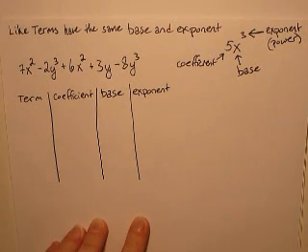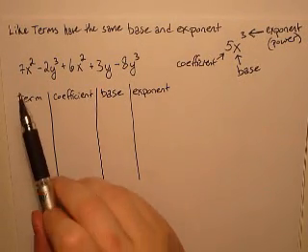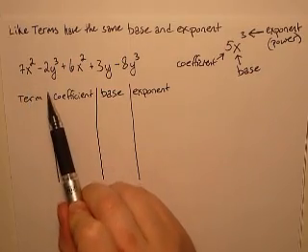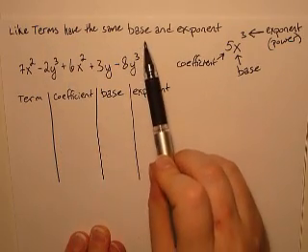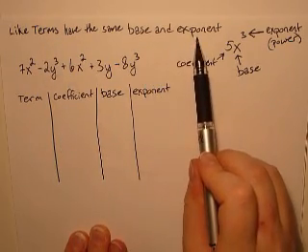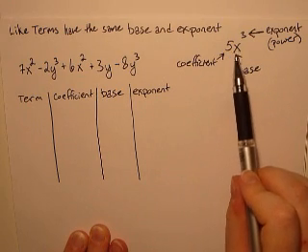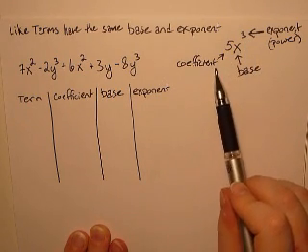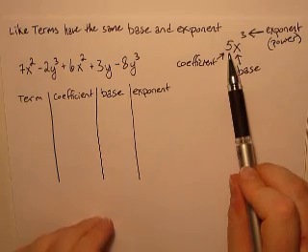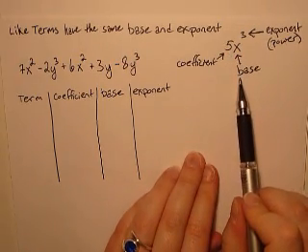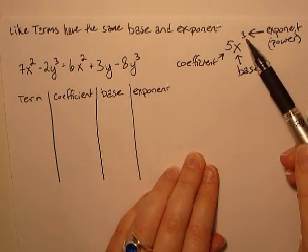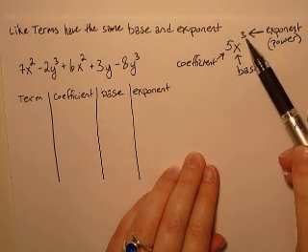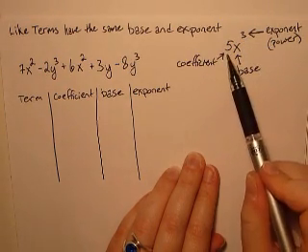A polynomial is made up of different terms that can be added or subtracted together. Terms are called like terms if they have the same base and the same exponent. In this example here of 5x to the third, the coefficient is 5, the integer value multiplied by the base, which is x, and x is raised to a power of 3.